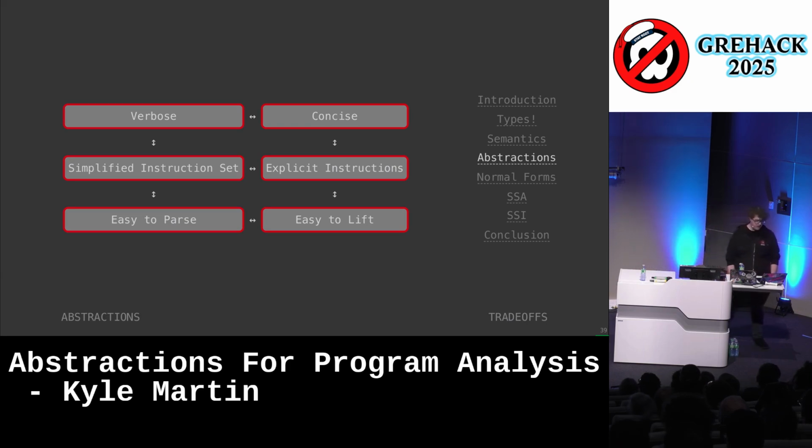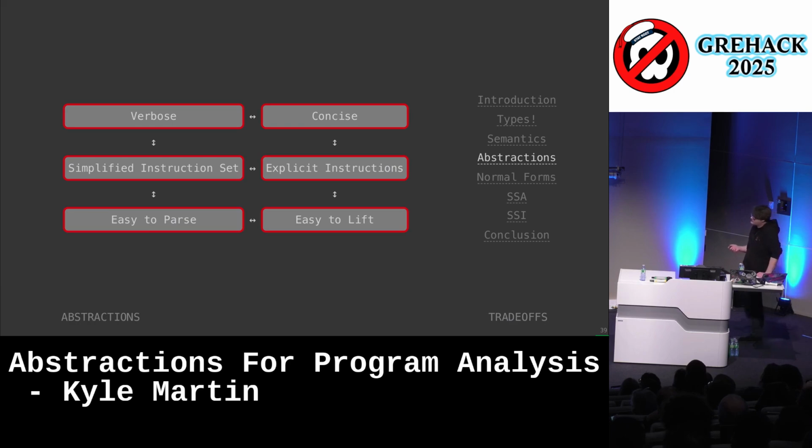Do you want a very simple instruction set that abstracts all 30 different movs into one type of assignment? Or do you want to have an explicit instruction for every mov in x86? You would make an IL that's very easy to lift if you have one-to-one instructions from your assembly to your IL, but then it becomes hard to parse as an analyzer because you have to have thousands and thousands of cases for every different type of instruction.